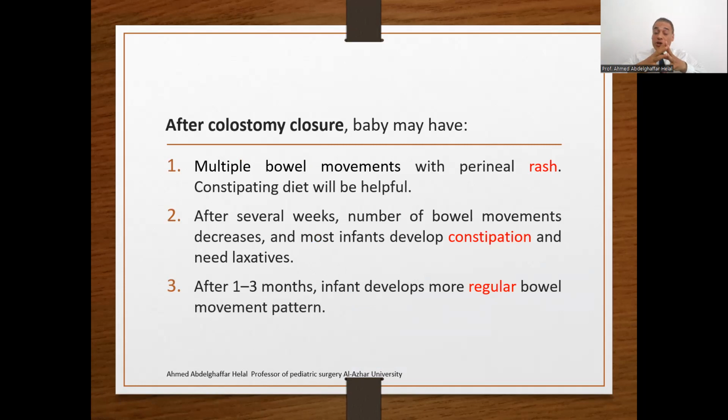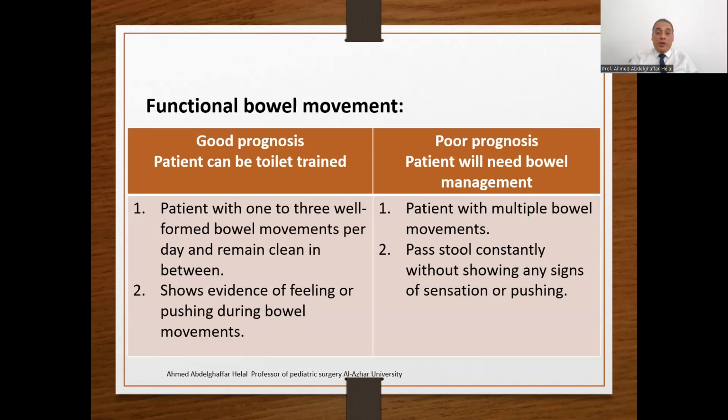After colostomy closure, the baby may have multiple bowel movements with perineal rash, and a constipating diet will be helpful in this situation. After several weeks, the number of bowel movements decreases, and most infants may develop constipation and need a laxative. After 1 to 3 months, most infants develop regular bowel habits. This is related to the bowel movements after colostomy closure.